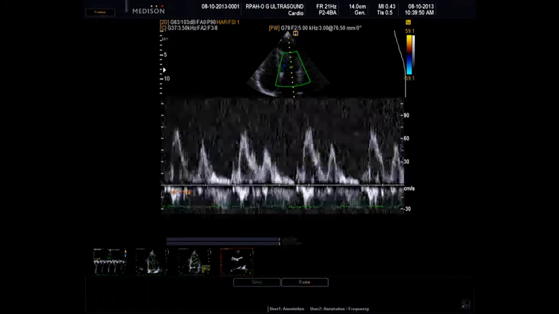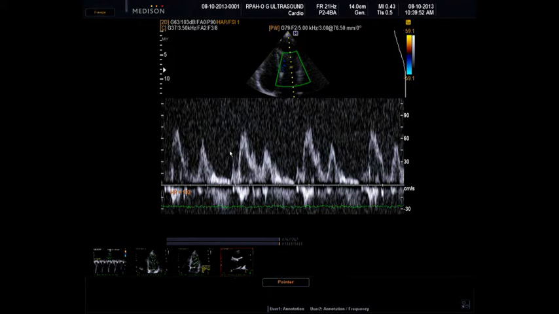I'll just freeze that here. What you can see, this is the mitral inflow. So this is called the E wave, and this is in early diastole, and then the A wave in late diastole. So in pregnant women, the A wave gets taller, and you get a reduction in your E/A ratio. So you do get a change in your diastolic function in pregnancy.